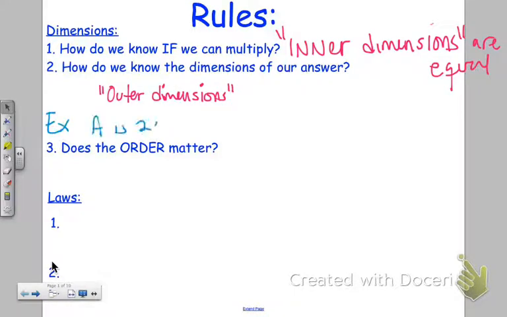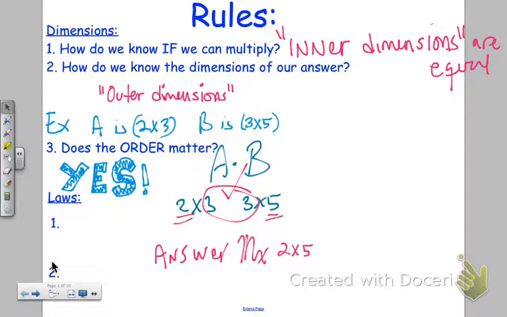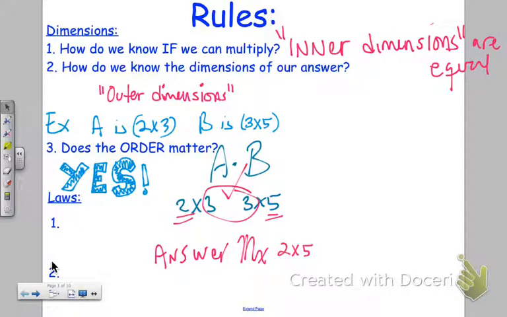So here's an example. If A is a 2 by 3 matrix and B is a 3 by 5 matrix, first of all, does order matter? Yes, absolutely, order matters. So if we were to do A times B, that's a 2 by 3 matrix times a 3 by 5 matrix. I've written the dimensions, I just usually write them like that. And since they line up, or since the inner dimensions are the same, you can multiply them. And because it's a 2 on the outside and a 5 on the outside, it's a 2 by 5 answer matrix.